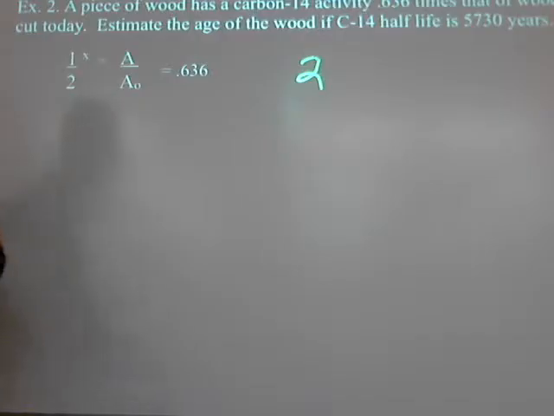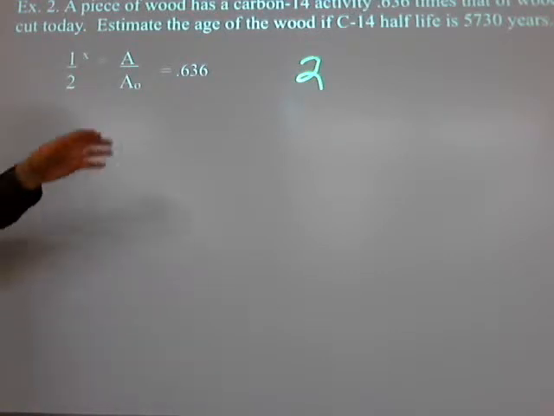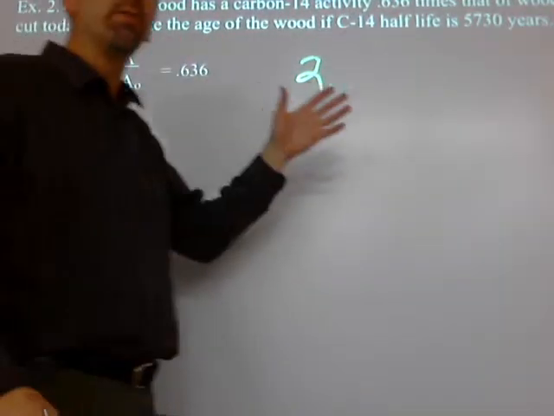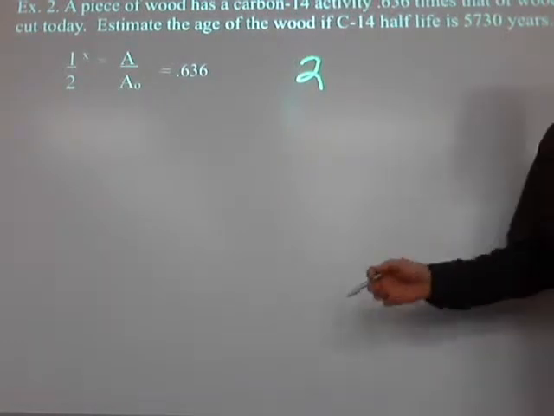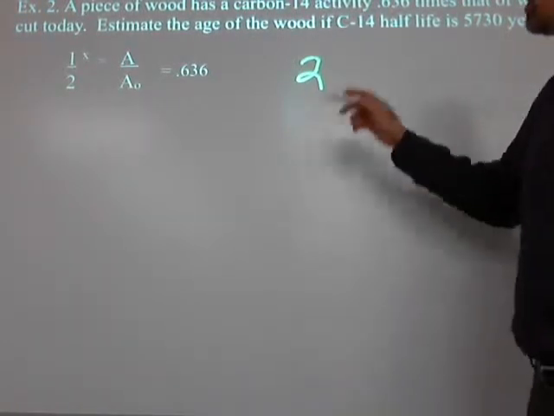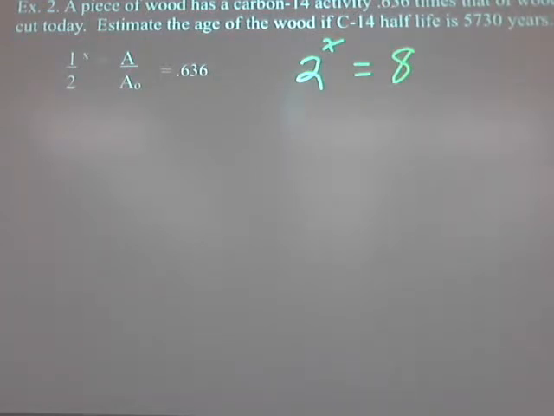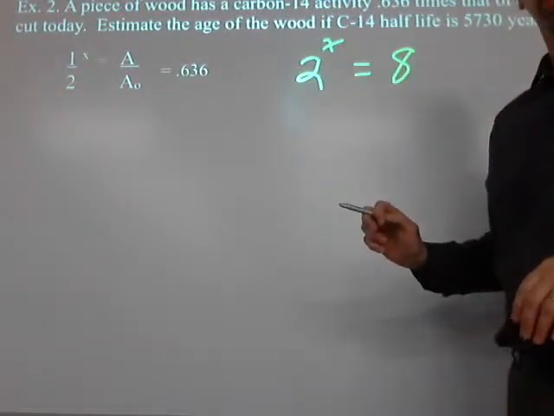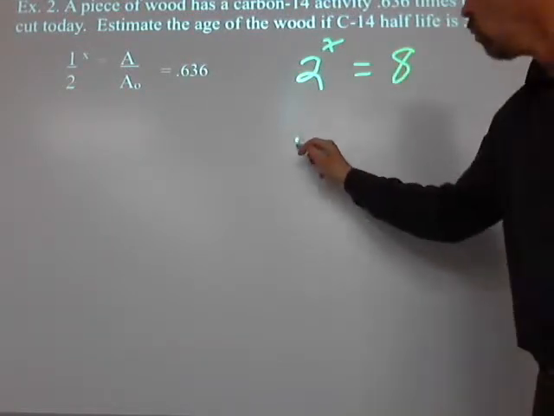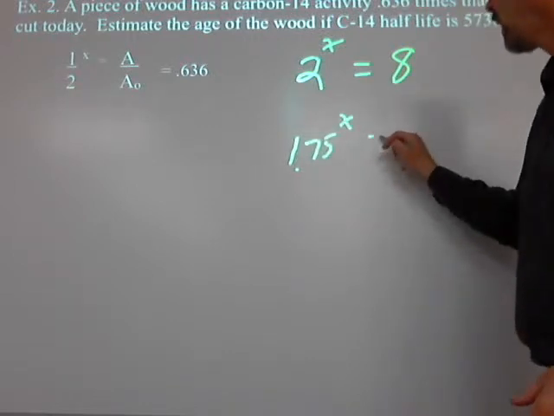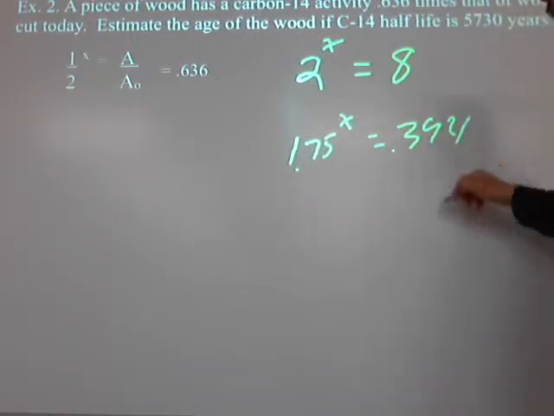I thought of the easiest way to explain these kinds of problems. Why do they even have an ln in that previous equation? Because of the only way to solve for an exponent. Say I have 2 to the x equals 8. We all know the answer to that. What is it? Everybody agree it's 3? 2 times 2 is 4 times 2 is 8. We all know it's 3. How would you solve it if it was like 1.75 to the x equals 0.394?